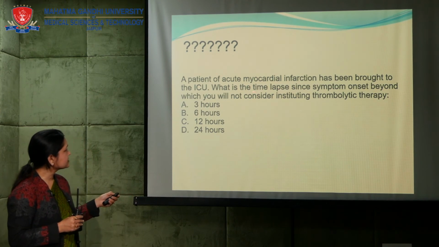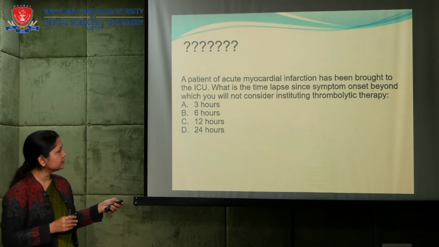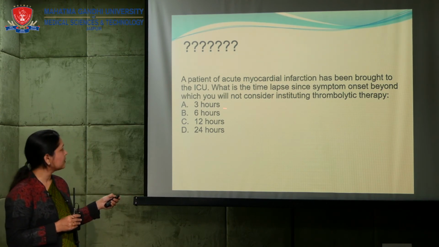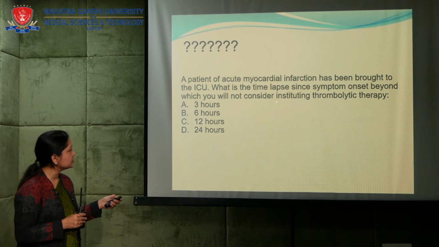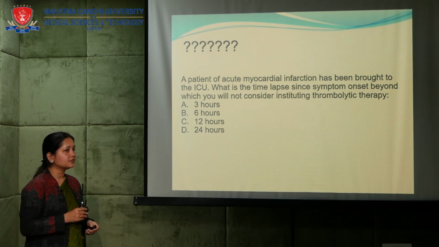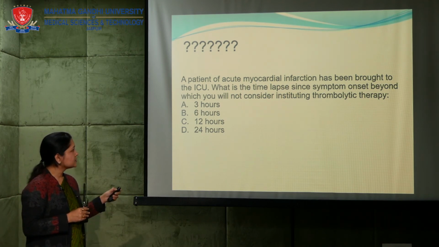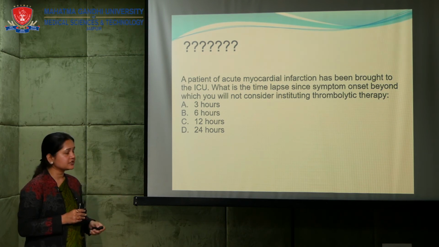So let's see this question. A patient of acute myocardial infarction has been brought to the ICU. What is the time lapse since symptom onset beyond which you will not consider instituting the thrombolytic therapy? Ideally it should be within 3 to 6 hours, but beyond 12 hours it should not be instituted. So the answer is C, that is 12 hours.